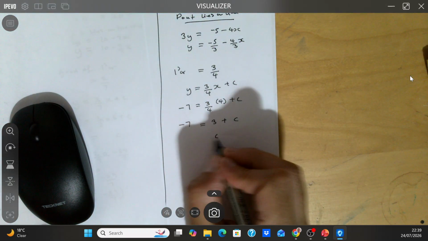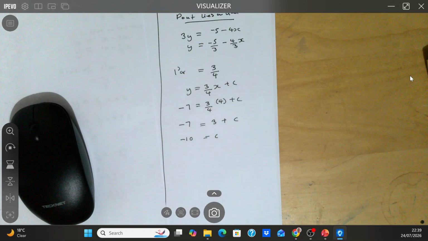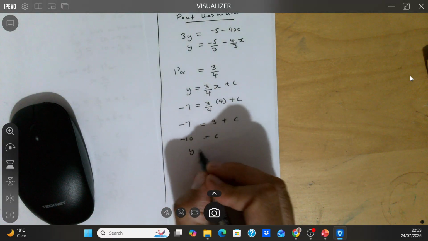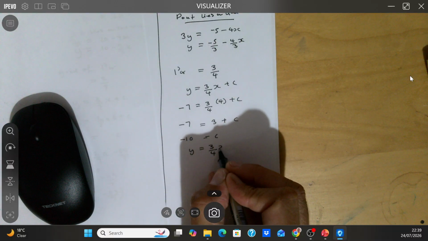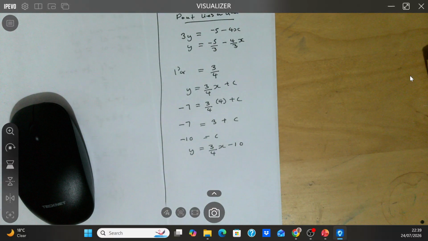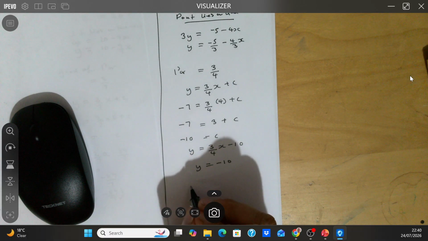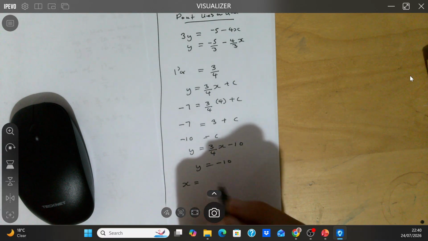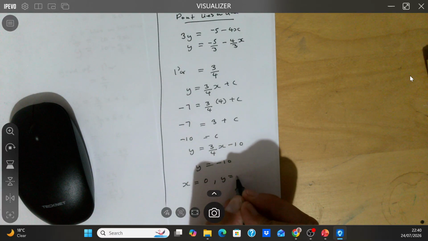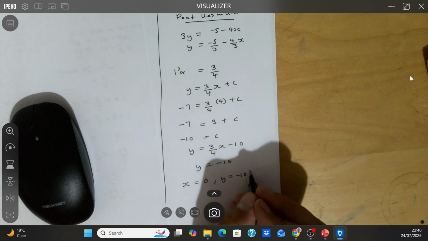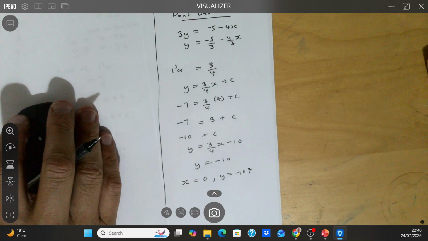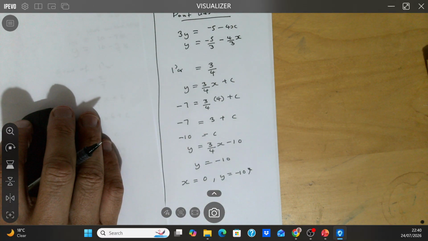But that gives c equal to. So what's the equation of the line? Where does it cross the y-axis when x equals 0? So y equals, so it crosses the line at x equals 0, y equals minus 10. Brilliant, well done. Now let's have a go at the questions off the worksheet to practice that.